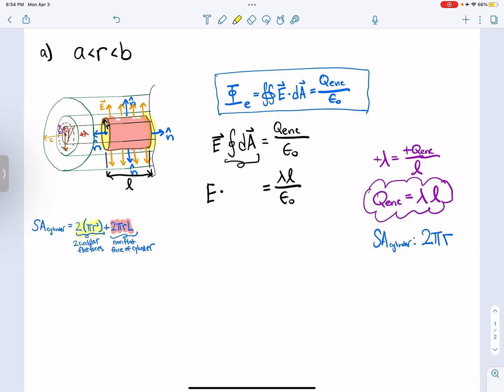But because the normal vector for the 2 circular flat faces is perpendicular with the electric field, I'm going to ignore that. The electric field for that is 0, right? I'm going to focus on where the electric field is a constant, which is when my normal vector is parallel to the electric field vector for these guys, okay? So times 2 pi, my radius for the Gaussian surface is r, and my length for the Gaussian surface is L, okay?